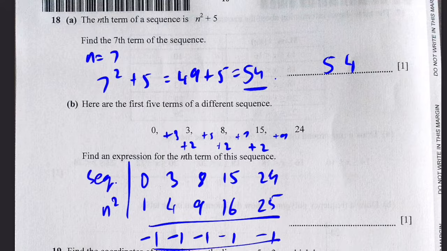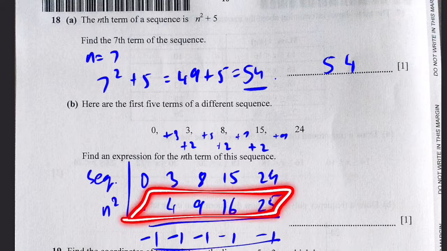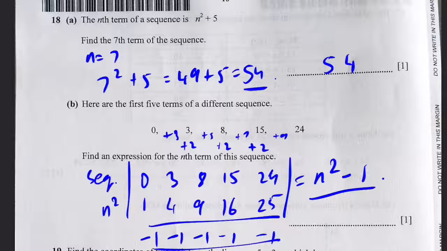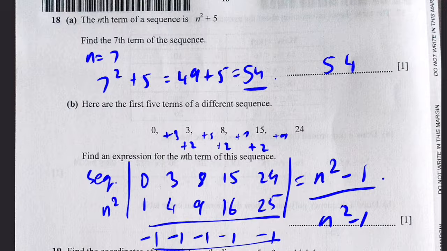So that means the thing which you have to do to get from n squared to the sequence is minusing 1. So the answer will be equal to n squared minus 1. Let's go to question 19.